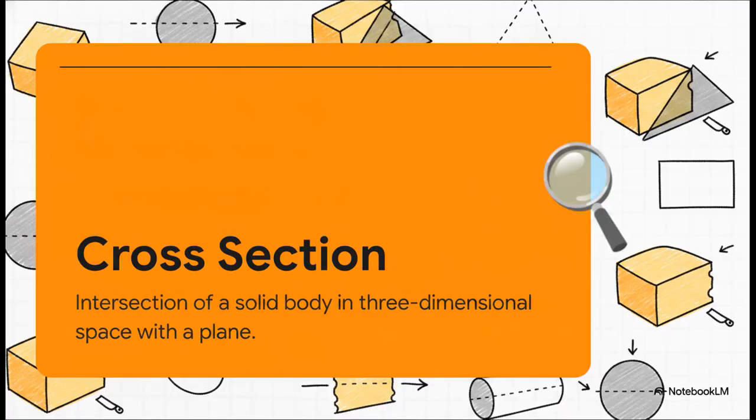I know, the formal definition sounds kind of dense, but the practical reality is pure magic. The shape of the cross-section changes entirely depending on the angle of your cut. I mean, slicing that same block of cheese could give you a square, a triangle, a rectangle, or even a trapezoid, just based on how you orient the plane. You're literally discovering 2D shapes hiding inside a 3D object.